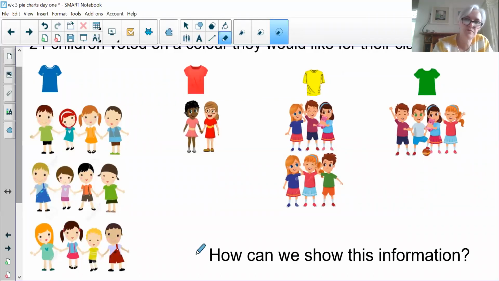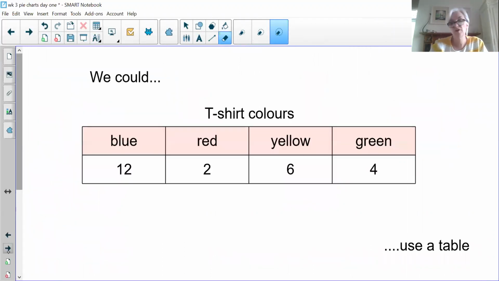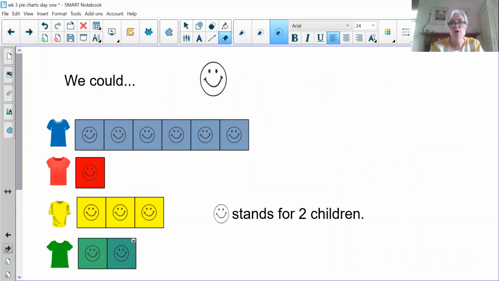And the question is, how can we show this information? So we could use a table, that's fairly straightforward. Blue 12, red 2, yellow 6, green 4. You've seen that before. We could use a pictogram. As you know, in a pictogram, this is the symbol, and we need to know what the symbol stands for. It says here that the symbol stands for 2 children. So if we add those up, 2, 4, 6, 8, 10, 12 for blue, 2 for red, 6 for yellow, and 4 for green, because each one of those squares stands for 2 people.